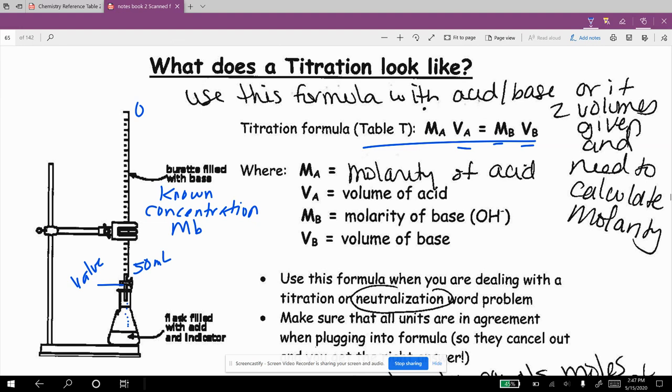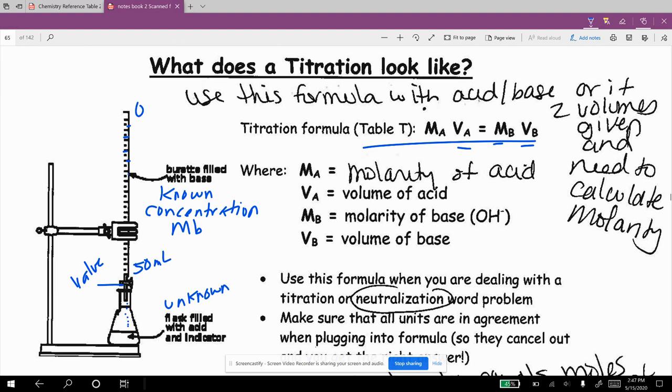So that's MB. And we know the volume because that's what these little lines mean, right? That's why we use it. And so now in this Erlenmeyer flask, we have an acid, which is what we don't know. This is our unknown acid. And we want to know, what is the concentration of this acid?